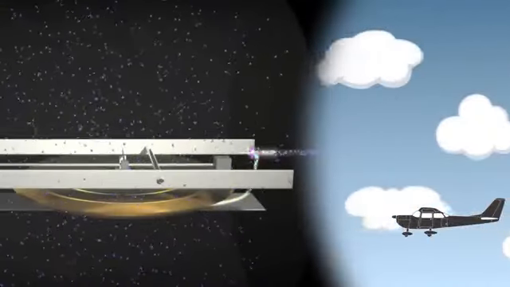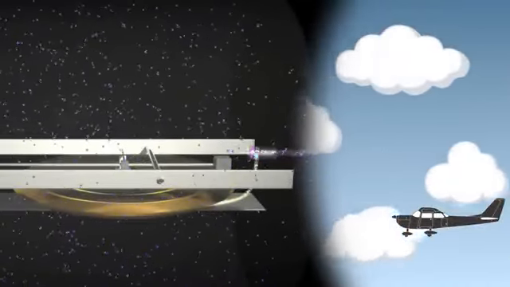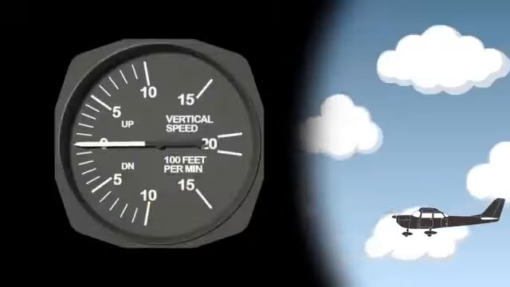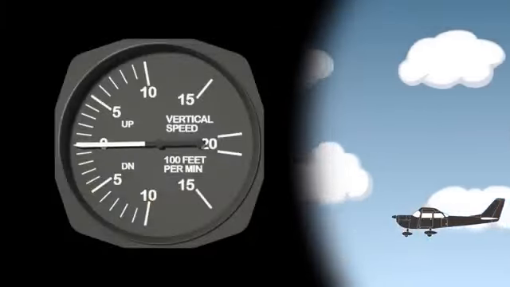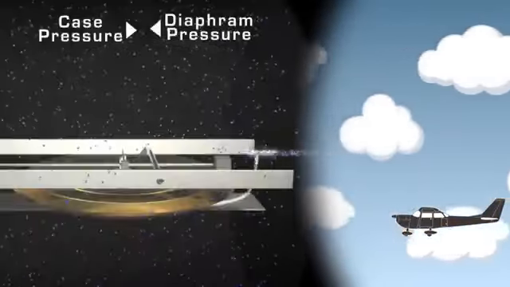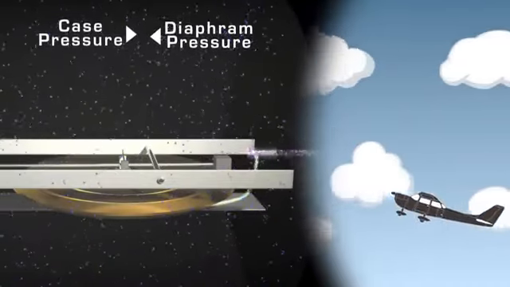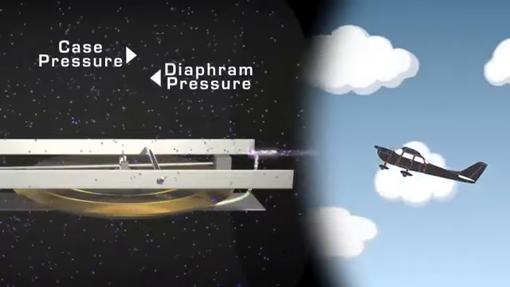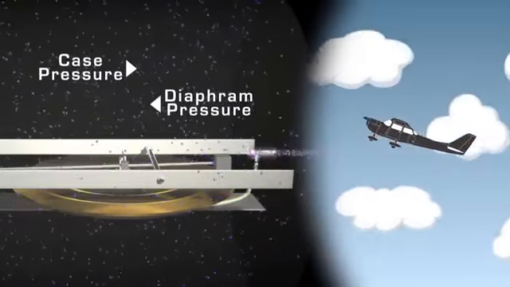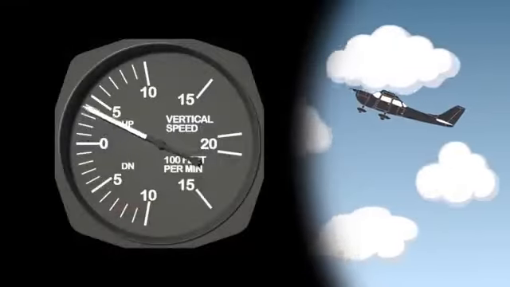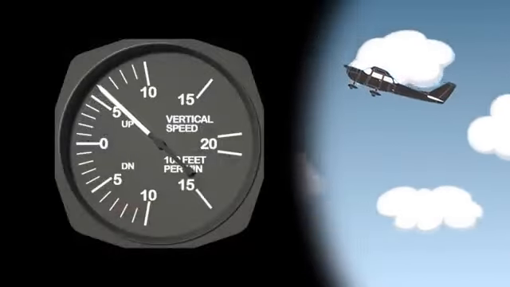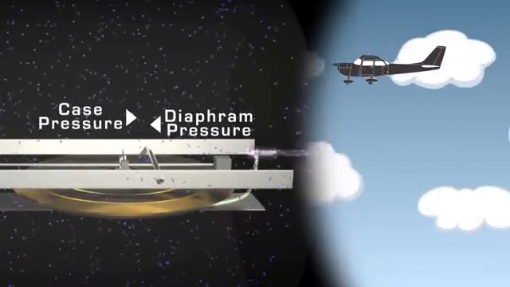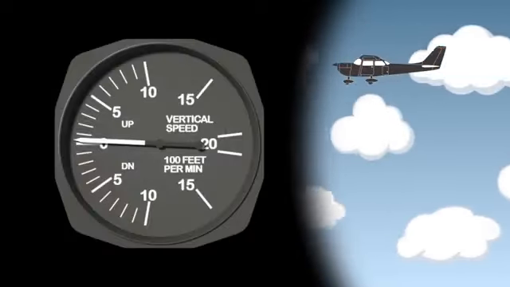Say you have a Cessna flying at 3,000 feet. The air pressure in the diaphragm and the case are the same, so the VSI is reading 0 feet per minute. If the Cessna starts to climb, the air pressure in the diaphragm is decreasing, but the case pressure is decreasing more slowly. This results in the case having a higher air pressure than in the diaphragm. This higher air pressure will squeeze the diaphragm and make the VSI read a climb. Once the aircraft levels off again, the case pressure will finally equalize with the diaphragm, and then the VSI will show 0 again.